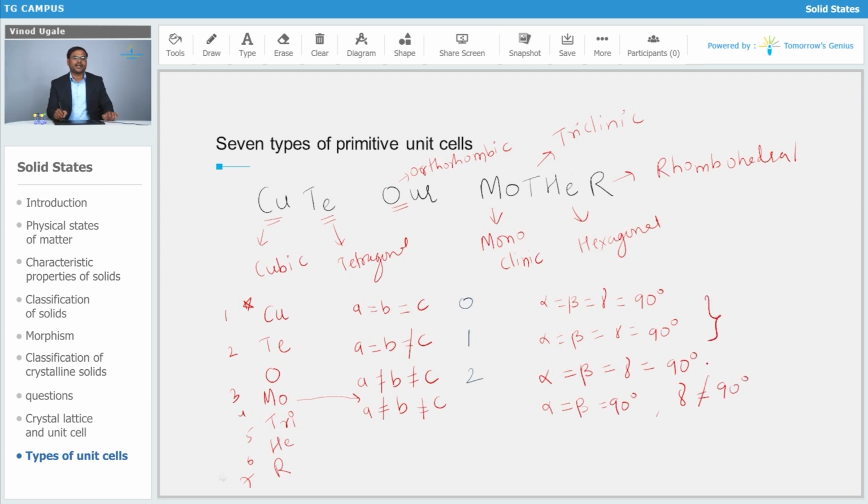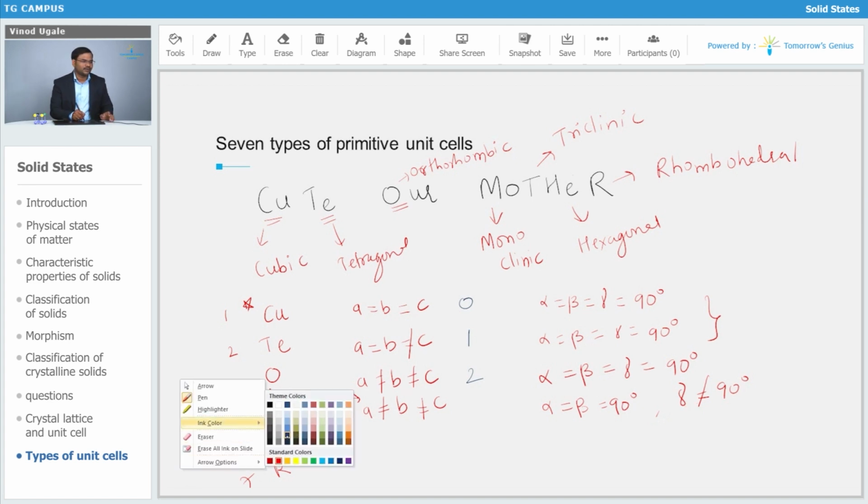So the first 3 all are 90 degree. In case of the fourth one, one angle is not going to be 90 degree. Let's go for the next one. Let me write over there 2.